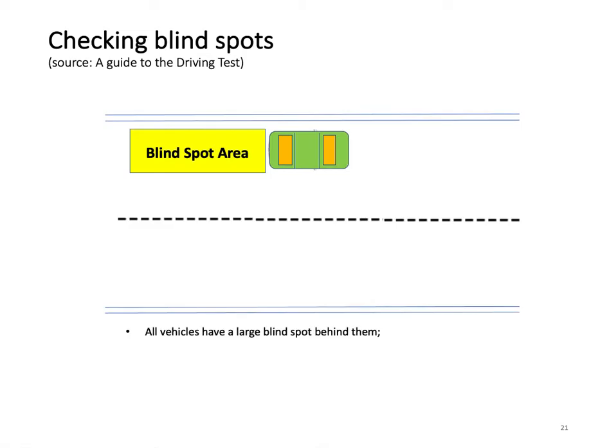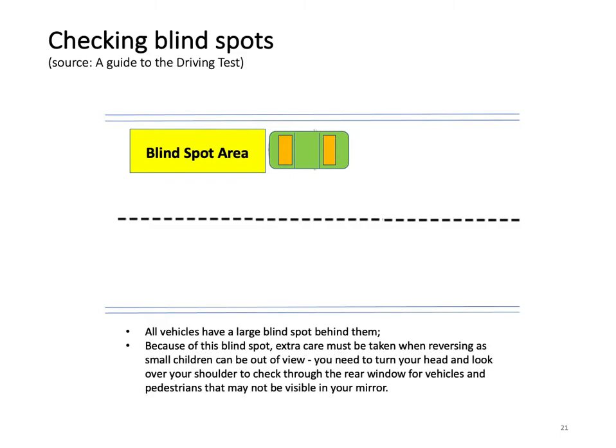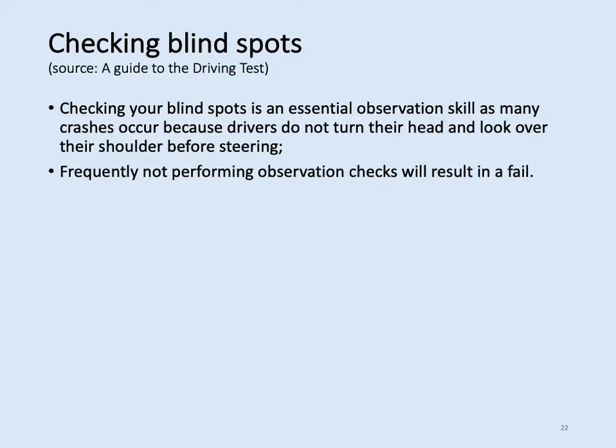Checking blind spots. All vehicles have a large blind spot behind them. Because of this blind spot, extra care must be taken when reversing, as small children can be out of view. You need to turn your head and look over your shoulder to check through the rear window for vehicles and pedestrians that may not be visible in your mirror. Checking your blind spots is an essential observation skill, as many crashes occur because drivers do not turn their head and look over their shoulder before steering.